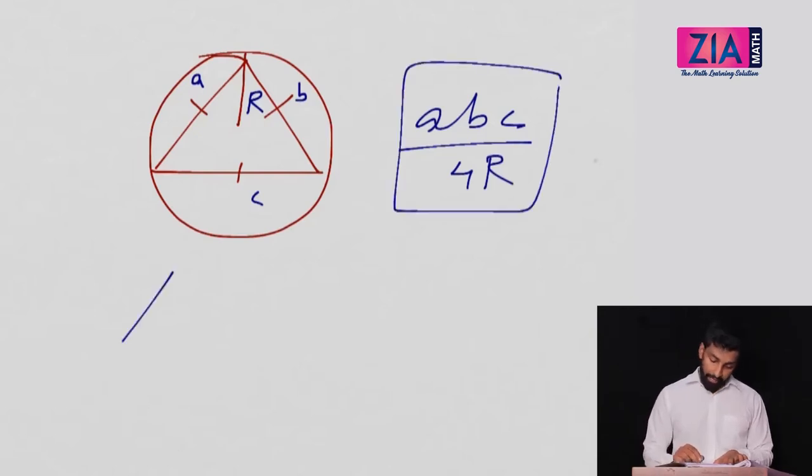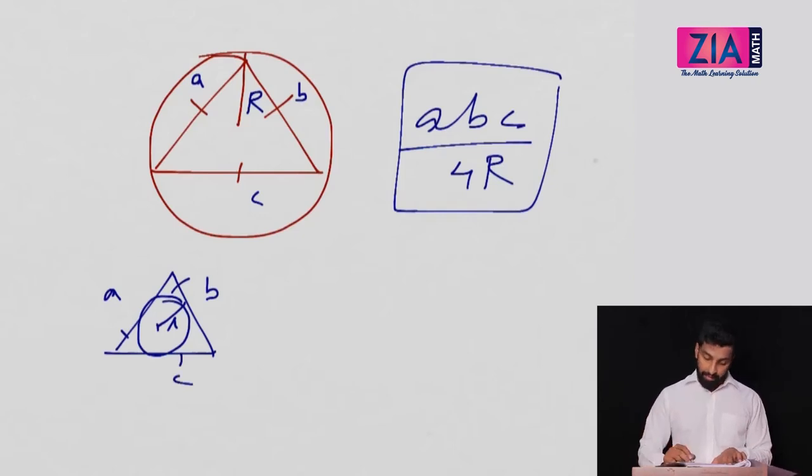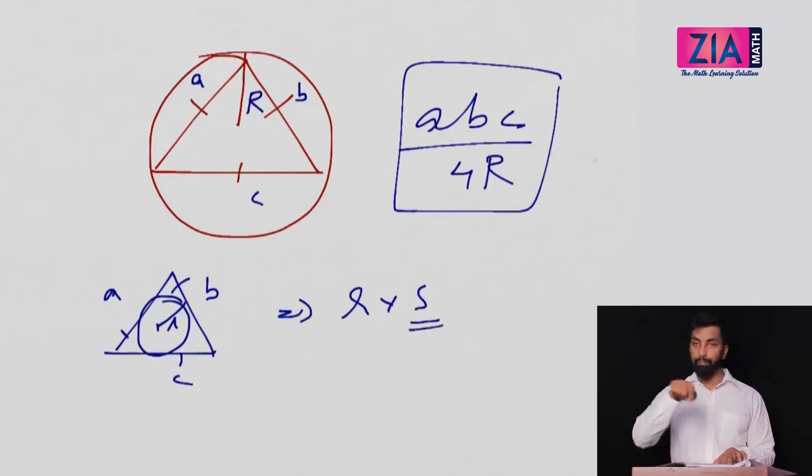Now instead of a circumcircle, if there is an incircle, they will be giving you an inradius, r. The sides A, B, and C are given, and the inradius is given. Then your answer is r into S, where S is the same semi-perimeter that we have discussed, A plus B plus C by 2. So we have discussed four methods of finding the area.